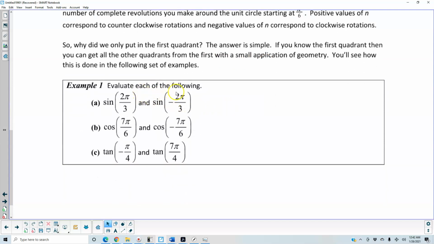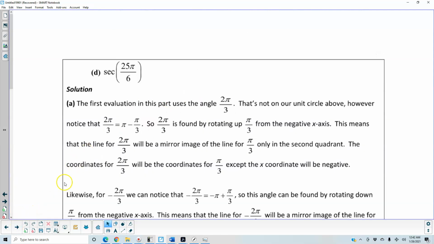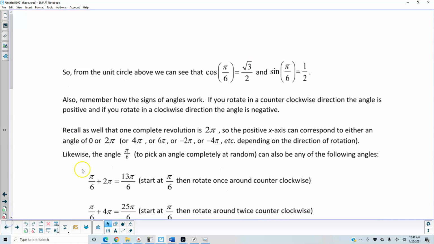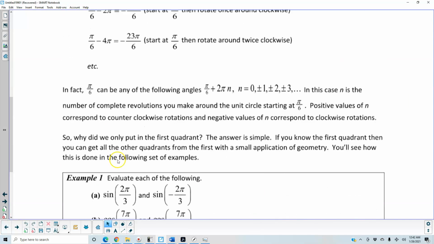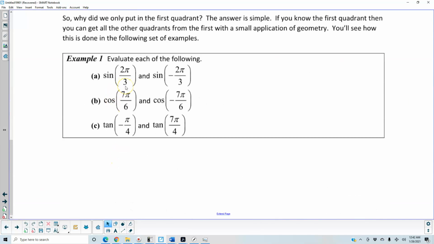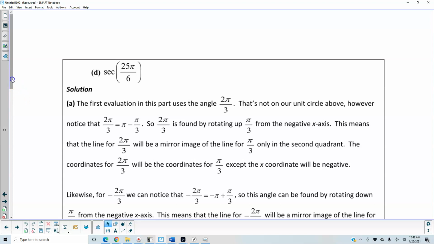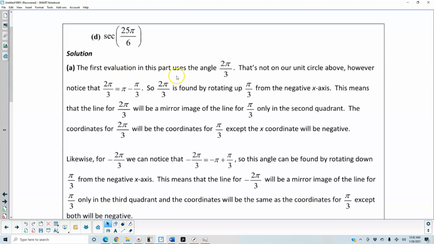So we're going to evaluate each of the following. The first one we want to find is the sine of 2 pi over 3 and the sine of negative 2 pi over 3. So the first evaluation in this part uses the angle 2 pi over 3. That's not on our unit circle. However, notice that 2 pi over 3 is equal to pi minus pi over 3.